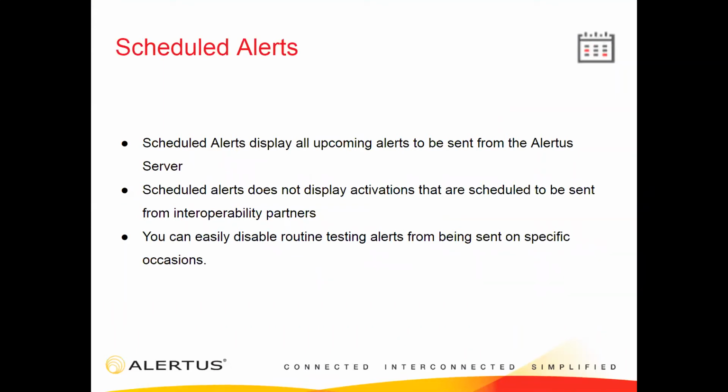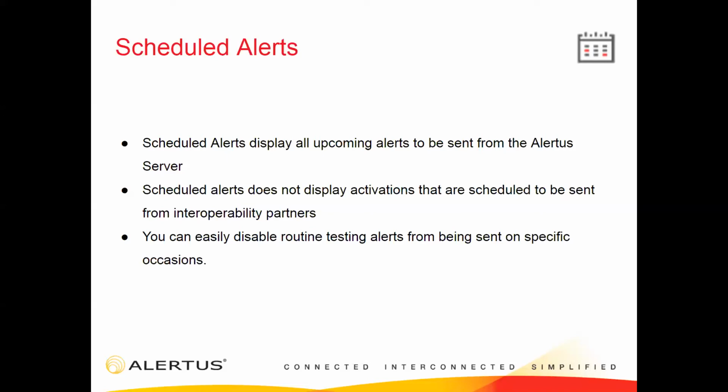So if your server is connected to Rave or Everbridge or Blackboard or any other server that's able to activate it remotely, if you have scheduled alerts set up on that other server, the Alertus server does not know in advance that these scheduled alerts are happening, so it would not be listed under the Alertus server's scheduled alerts. You would have to look at that interoperability partner page, for instance, the Rave console, to see if you have a scheduled alert through Rave.